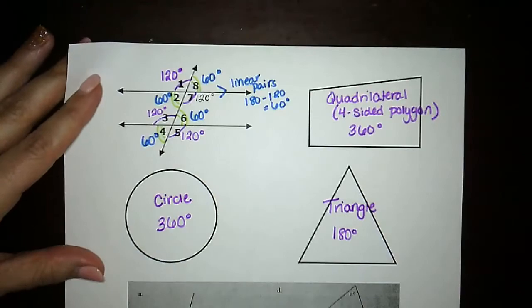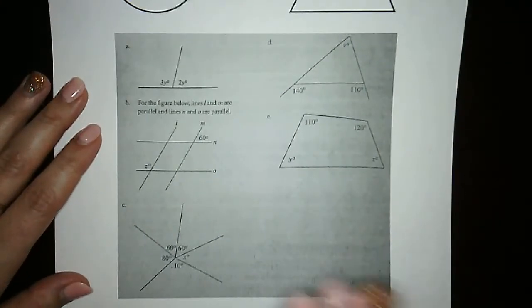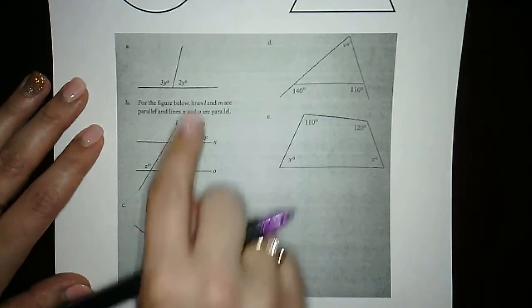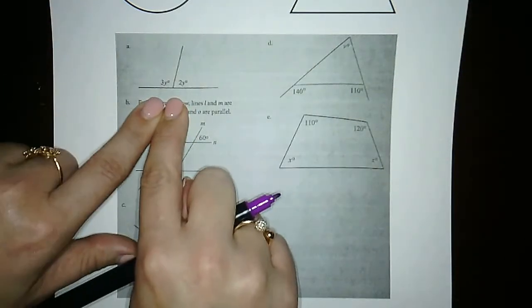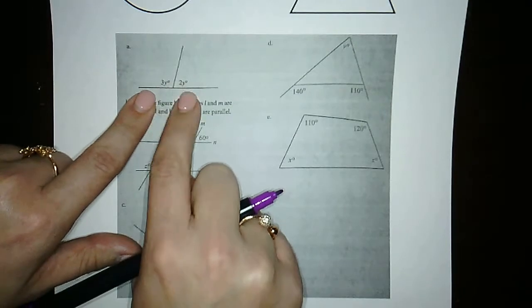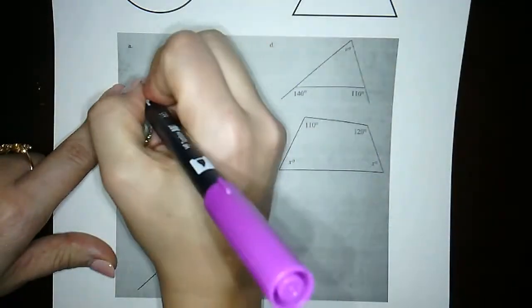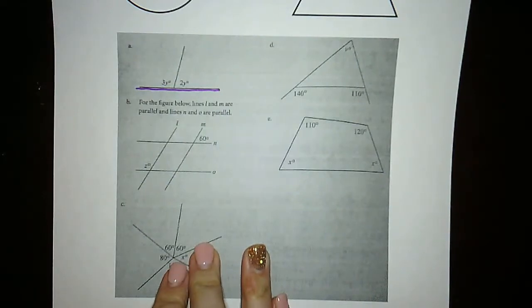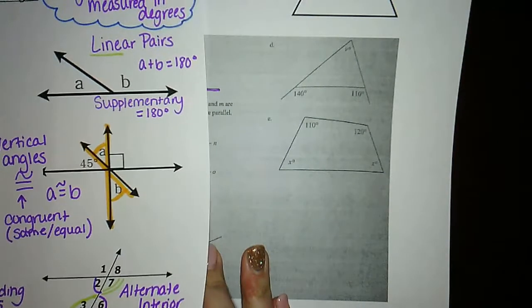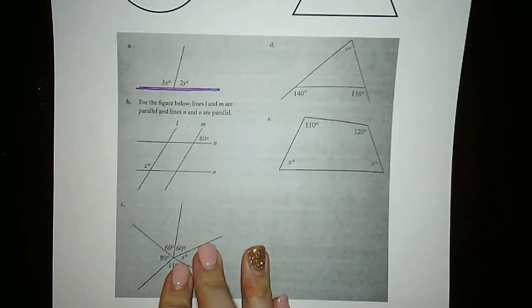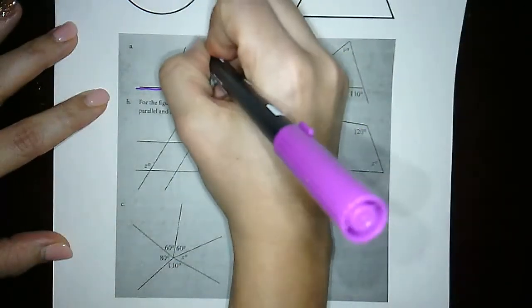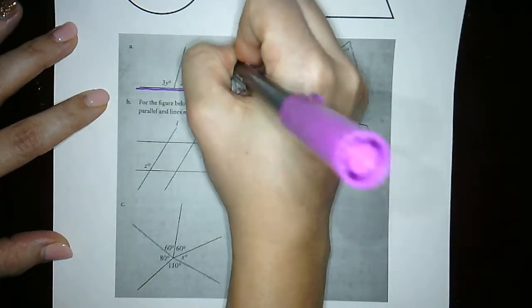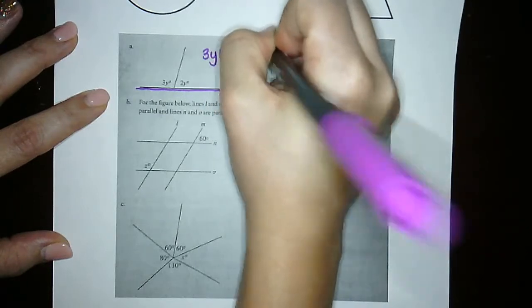So looking at some ACT prep questions, these are some drills that the ACT test book gives you. We're going to look at figure A. I have 3y and 2y. I see that both of these pieces are on a line, meaning they are linear. So they are supplementary, meaning they equal 180. So together, 3y plus 2y equals 180.